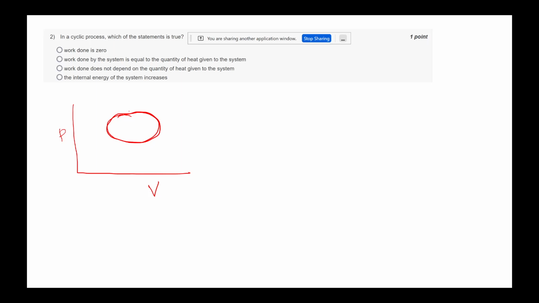I think it should be B. So work done by the system is equal to the quantity of heat given to the system. Yes. Okay.